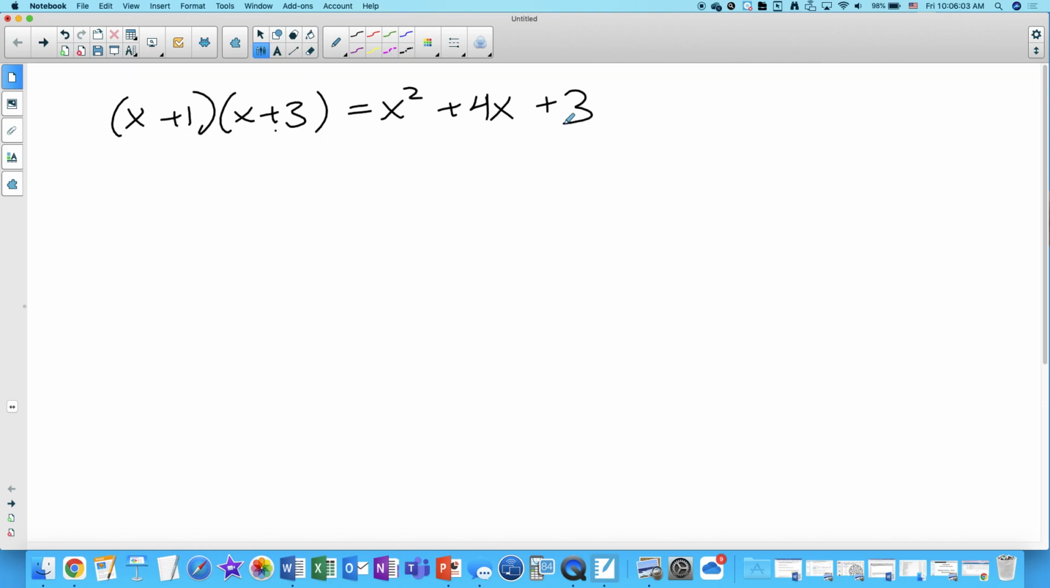Now, this does not have a common factor. There's no common factor amongst these three terms, okay? But it is factorable. We know it's factorable because we started by multiplying two binomials together to get this product. So although this doesn't have a greatest common factor, it can be factored into the product of two binomials. So our goal today and into next week is to figure out, how does that work? How do we do that?